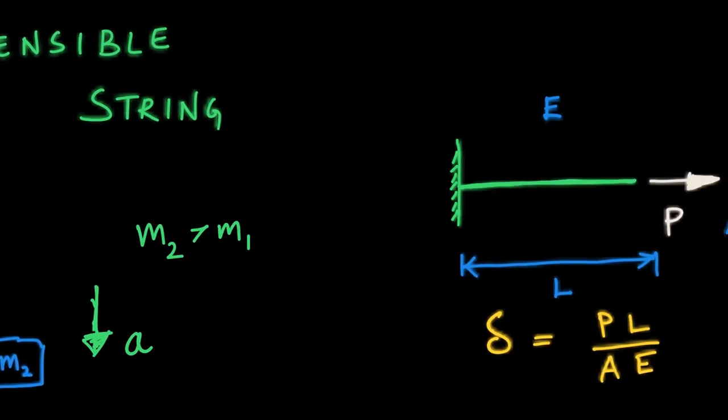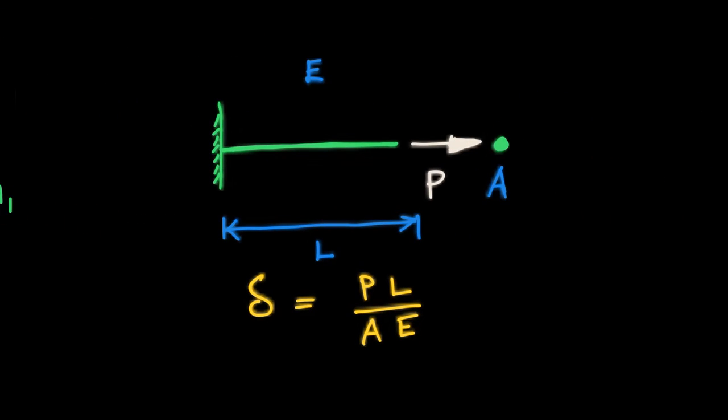To make it a little bit more clear, let's say I'm taking a small portion of that thread and I'm applying a force capital P. The thread is having an area of cross section capital A and a Young's modulus E. Then if I apply a load of capital P, I will get a deflection given like this. This is simple Hooke's law, no magic.